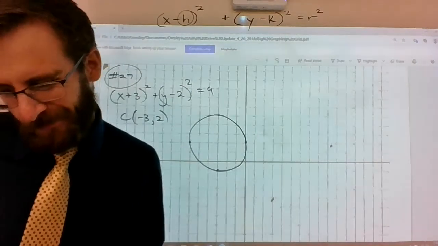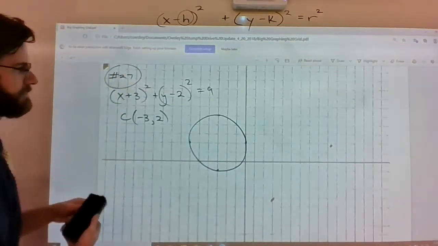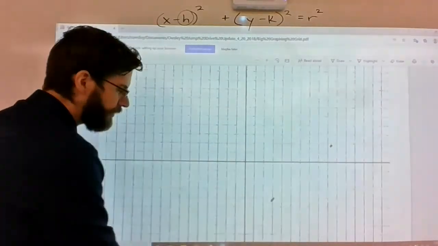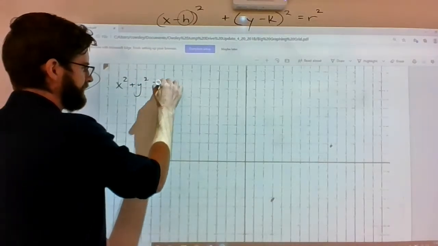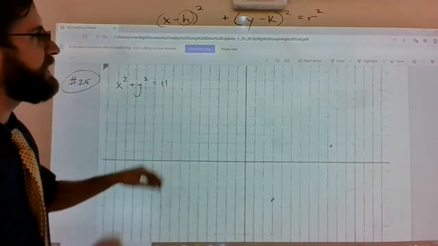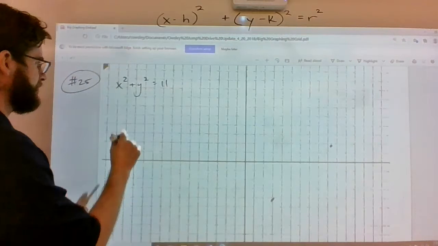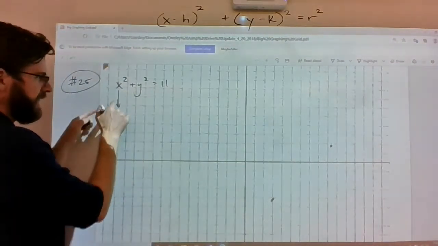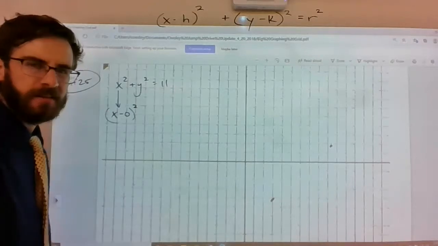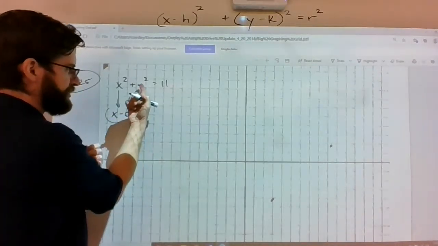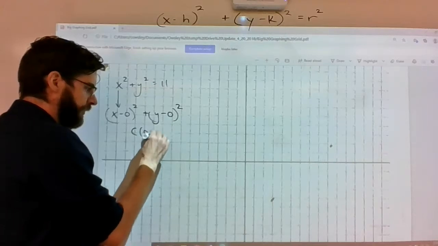So something that maybe could throw you off a little bit, I don't know, 25 looks a little iffy. The reason why 25 looks iffy is it's just x squared plus y squared equals 11. It seems to be lacking some of the structure that this has. But if you think about it, this is basically saying you're not shifting at all left or right. It's like x minus 0 squared. Yeah? And the same thing with the up or down. If there's no minus k, it's sort of like you're subtracting 0 from it. So (0, 0) is going to be the center of this circle.